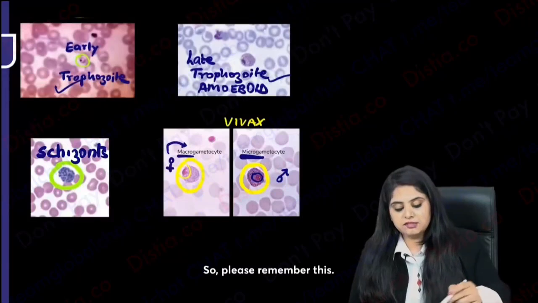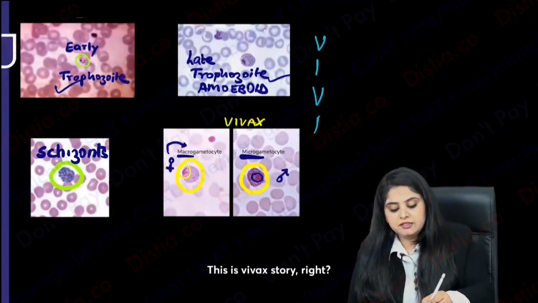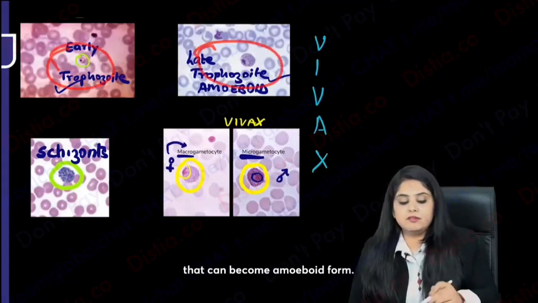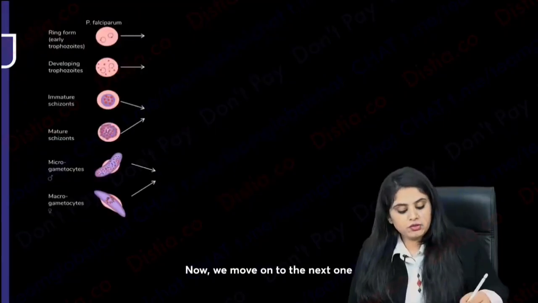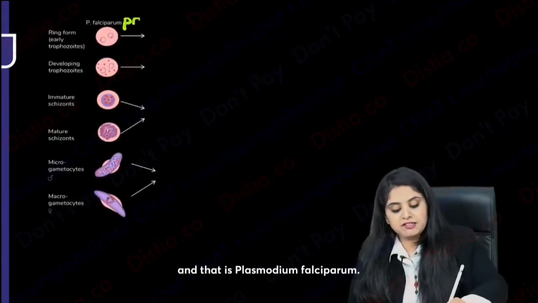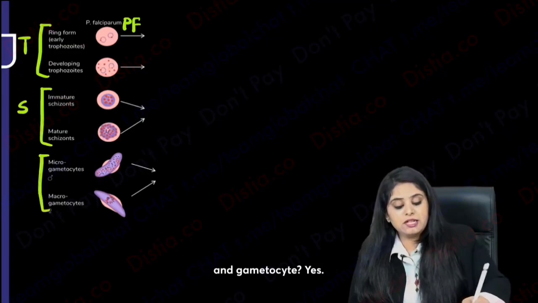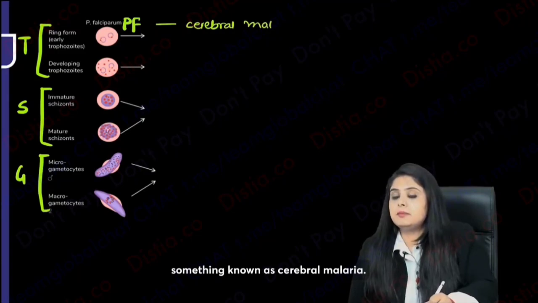So please remember this. This is how the entire Plasmodium vivax story looks. This is the vivax story, right? So you see one ring, one dot that can become amoeboid form. Then there are schizonts. Then there are oval gametocytes. Now we move on to the next one, and that is Plasmodium falciparum. Does this also have the same trophozoite, schizont and gametocyte? Yes. But please remember, this was also causing something known as cerebral malaria.